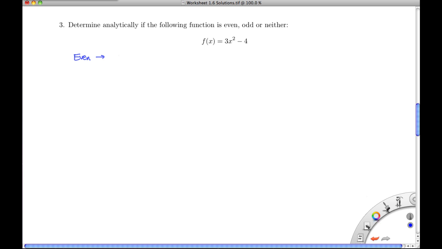we will see that if we take our function f of x and evaluate it at negative x, and it comes back after we simplify it as just our original function f of x, this is an even function. And about the graph, we would notice that this includes y-axis symmetry.